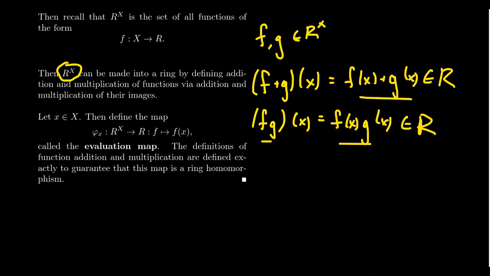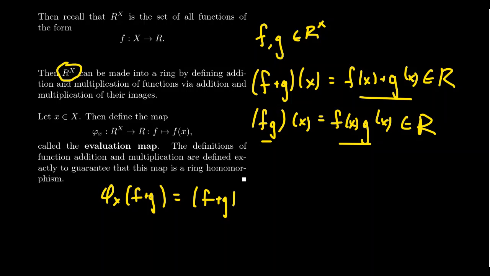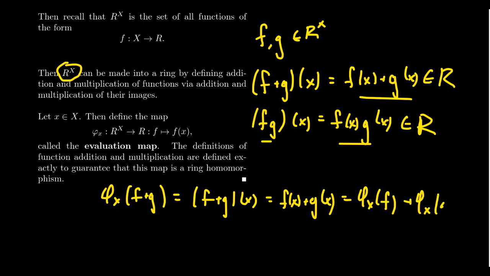We can prove that it preserves addition and multiplication, right? Let's see that really quickly. If I have two functions, phi sub x of f plus g maps to f plus g of x. But by definition, f plus g of x is equal to f of x plus g of x, like so, where f of x is phi sub x of f, and g of x is phi sub x of g. So we actually defined addition of functions exactly to be what it must be for this evaluation function to be additively homomorphic.